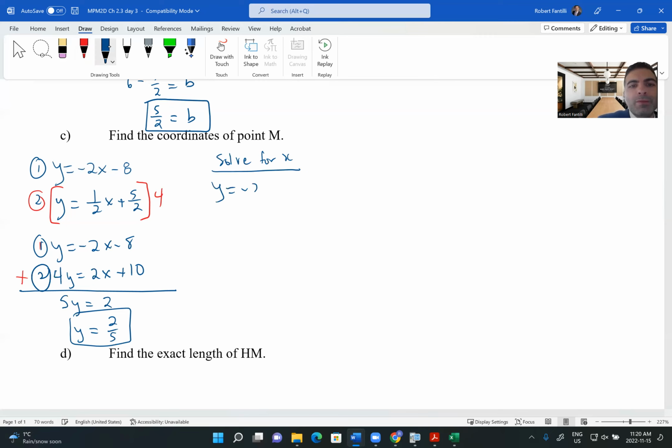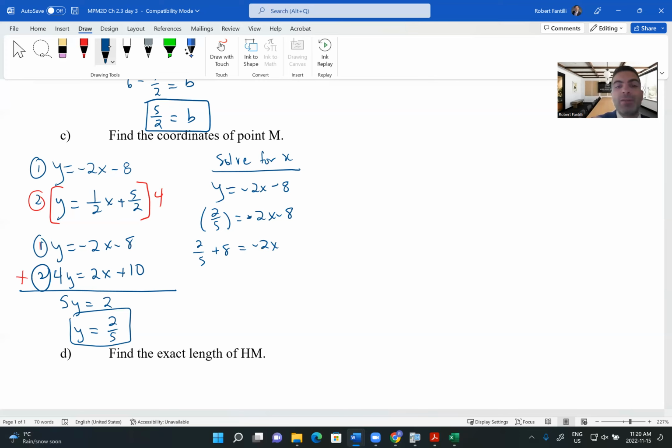Y equals negative 2x minus 8. And I'm going to sub in 2/5 for y. Okay, and then I've got 2/5 plus 8 equals negative 2x. Just changed jerseys with the negative 8. And if I want to add 2/5 plus 8, the 8 has an invisible denominator of 1.